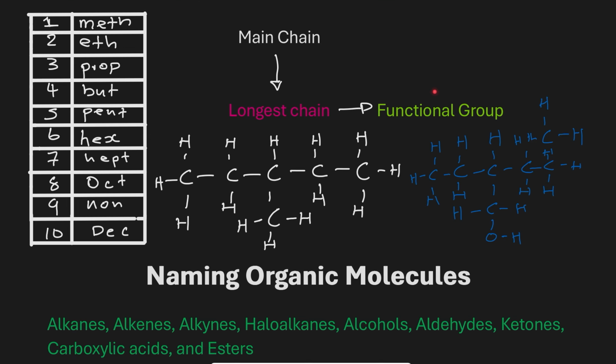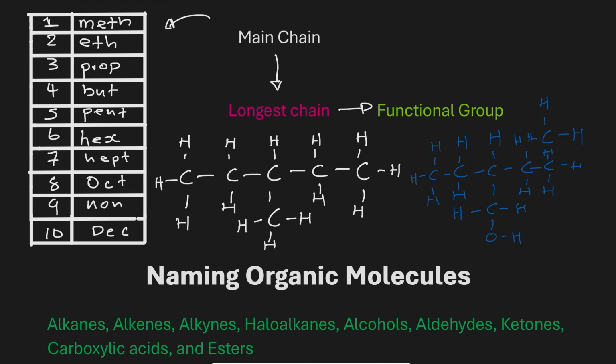So if you are able to identify the main chain, then you come to the next step. The next step says that the number of carbons in the main chain will be represented by the following names. If you have 1 carbon in the longest chain, it's going to be meth. If you have 2 carbons, it's going to be eth. If you have 3, it's going to be prop. If you have 4, it's going to be but. If you have 5, it's going to be pent.